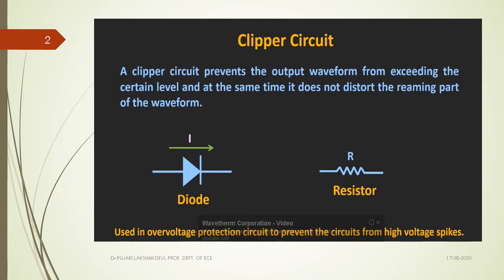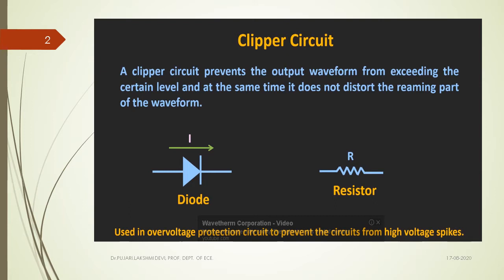Clipper circuit. As I told you already, these are applications of diodes. A clipper circuit prevents the output waveform from exceeding a certain level, and at the same time it does not distort the remaining part of the waveform. So basically, both clippers as well as clampers have their own applications, and we use clippers as a main application of diodes.